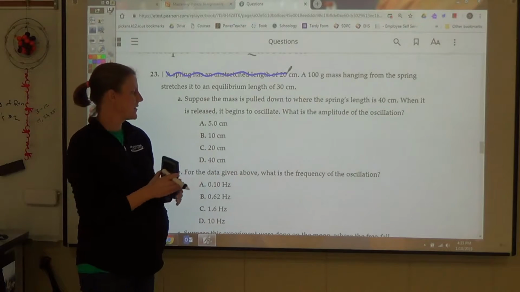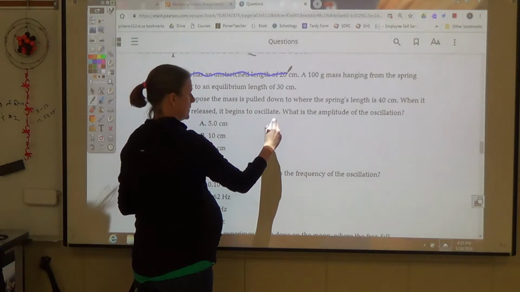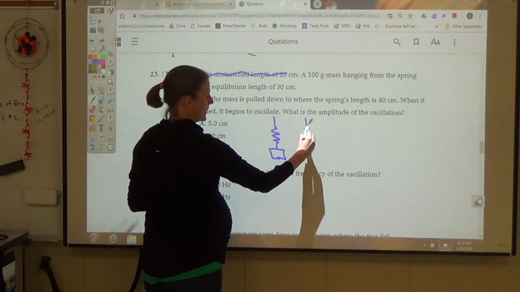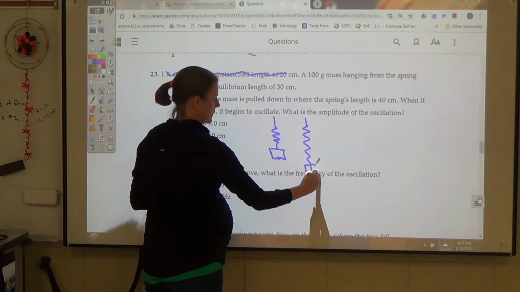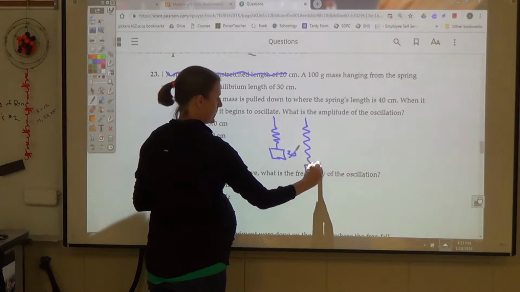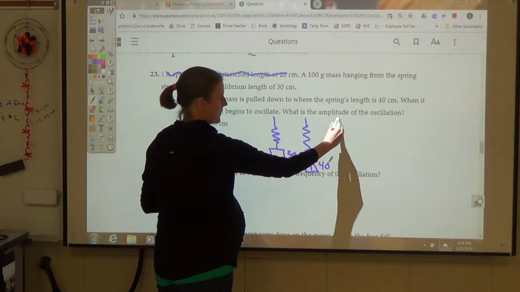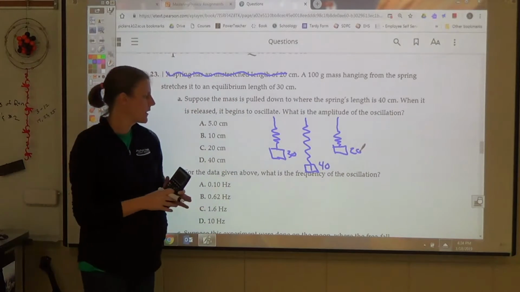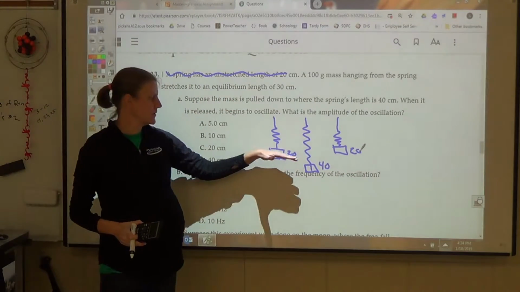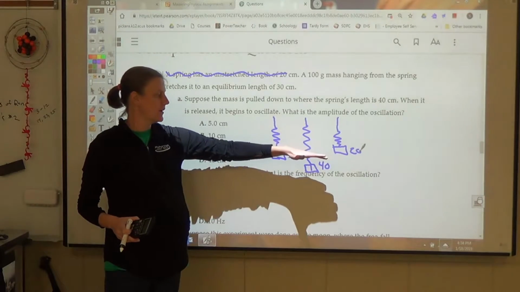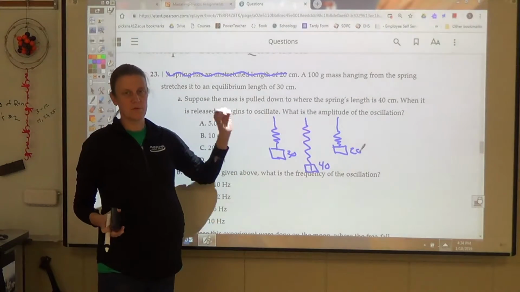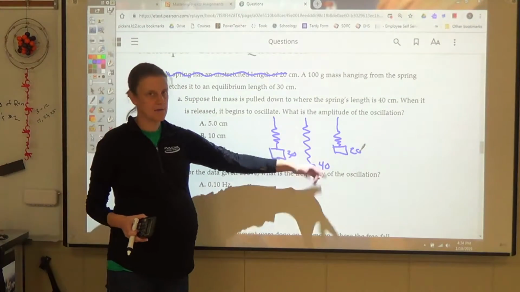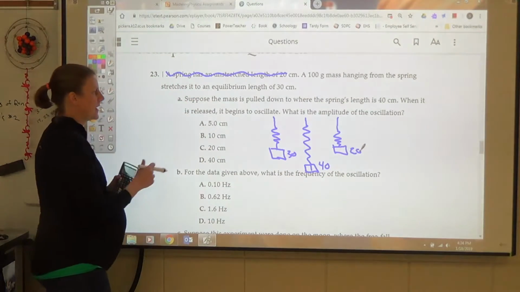Well, if it's at rest at 30, you pull it down to 40, it would snap back up to 20, but we would say the amplitude is, again, the displacement considering the equilibrium position to be 0. So if the equilibrium position is at 30, it just went down 10 centimeters. So amplitude is 10.